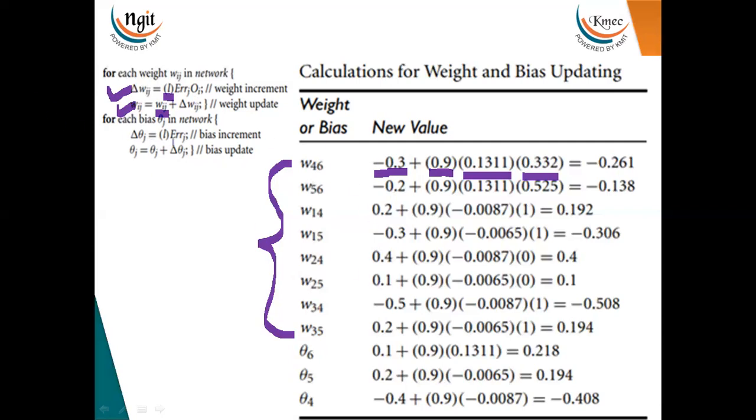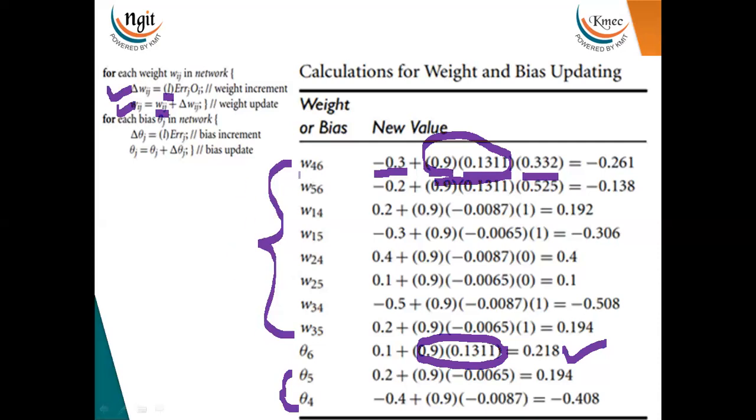Now for updating theta, you just have to consider the learning rate and error. You are not considering the O. So for updating theta 6, what you can see here is the old value of your theta, that is 0.1, and you will get this term. Only this term we can see being added here. So you will get the new theta at node 6. In the same way, you will calculate the remaining 2 thetas also, that is your bias.